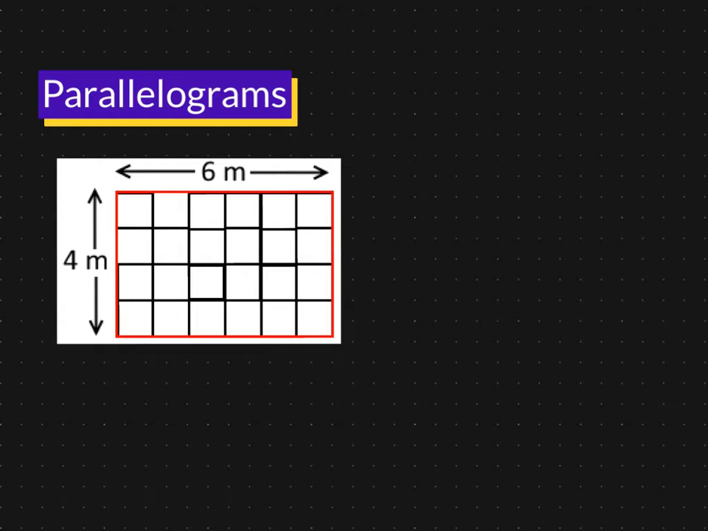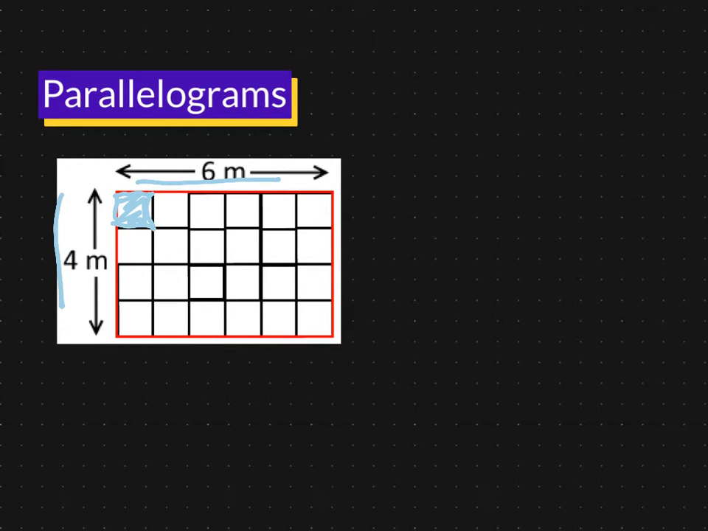For example, here we have a rectangle and it is 6 meters long and 4 meters wide. If we were going to find the perimeter, we'd just add up the length of all the sides. But what we're looking for is the area, which is the number of these squares inside. Each one of these squares is 1 meter that way and another meter that way.